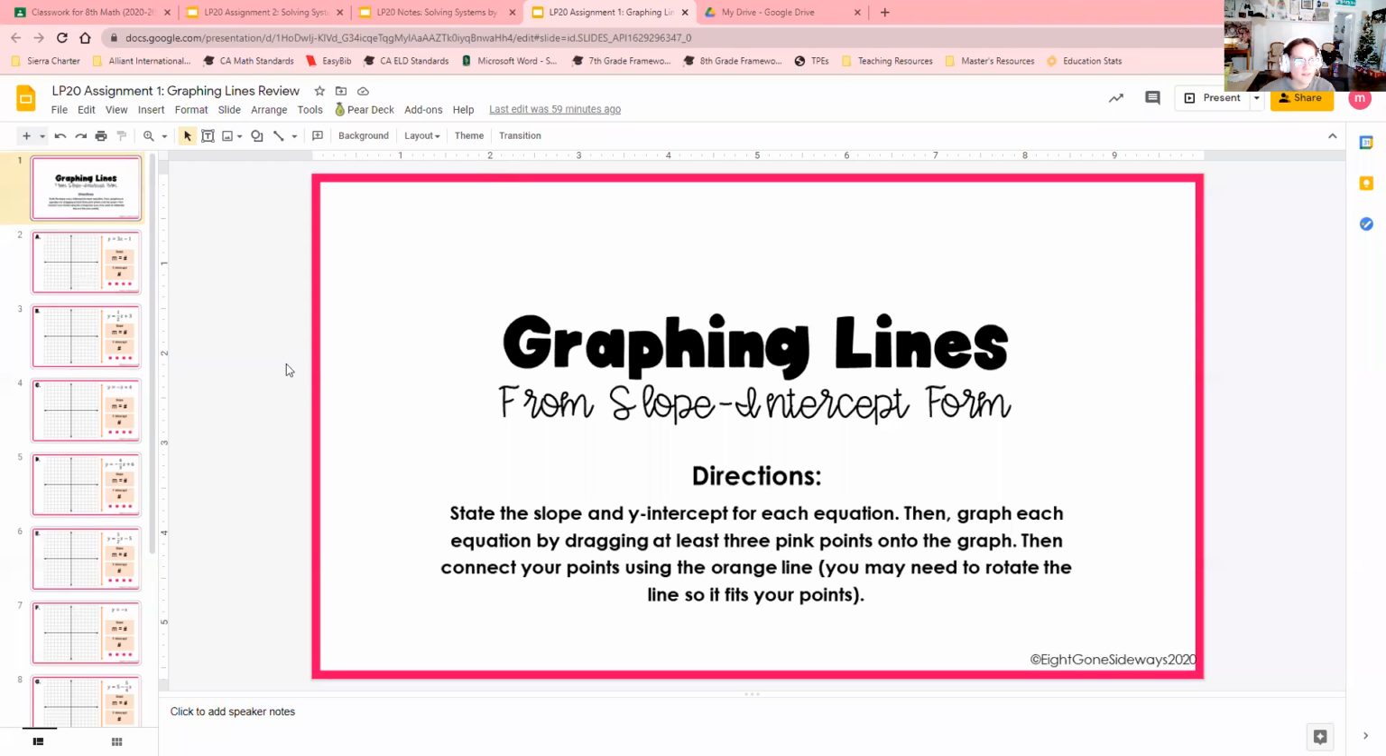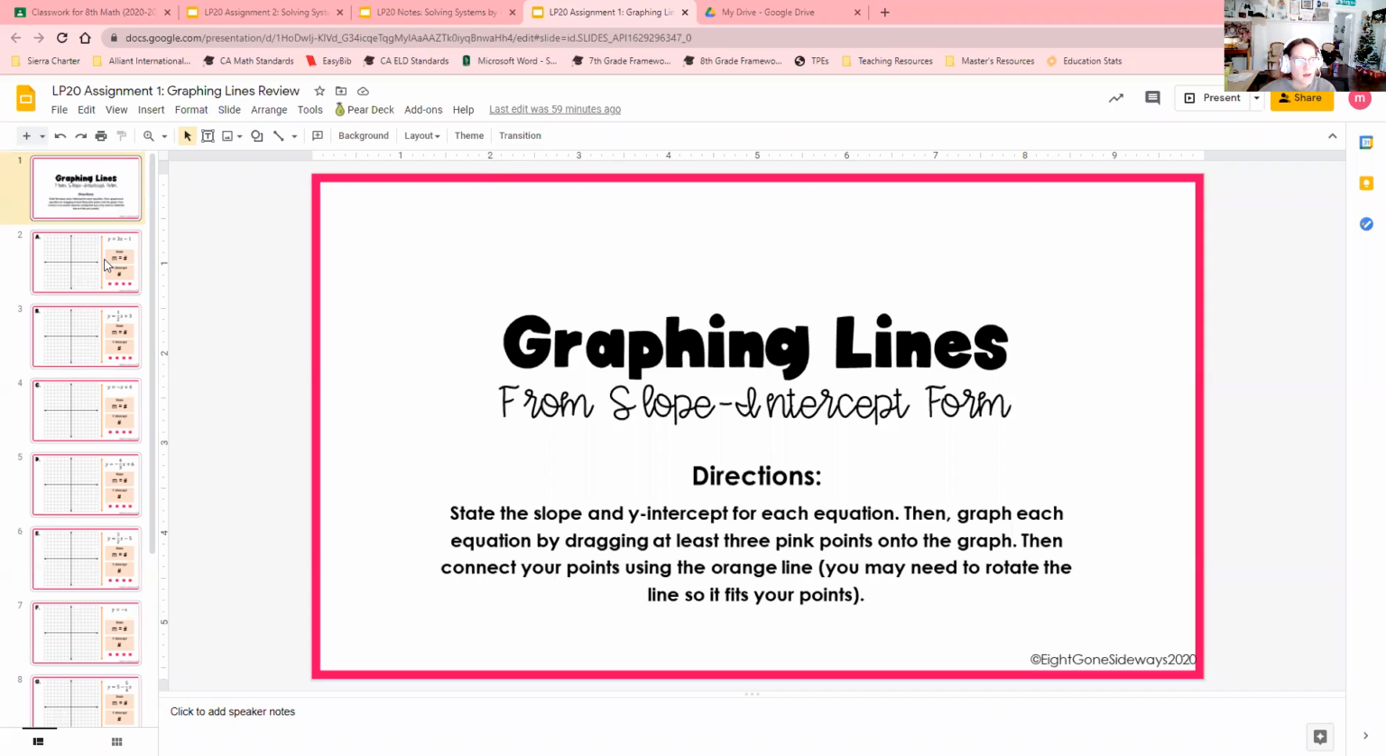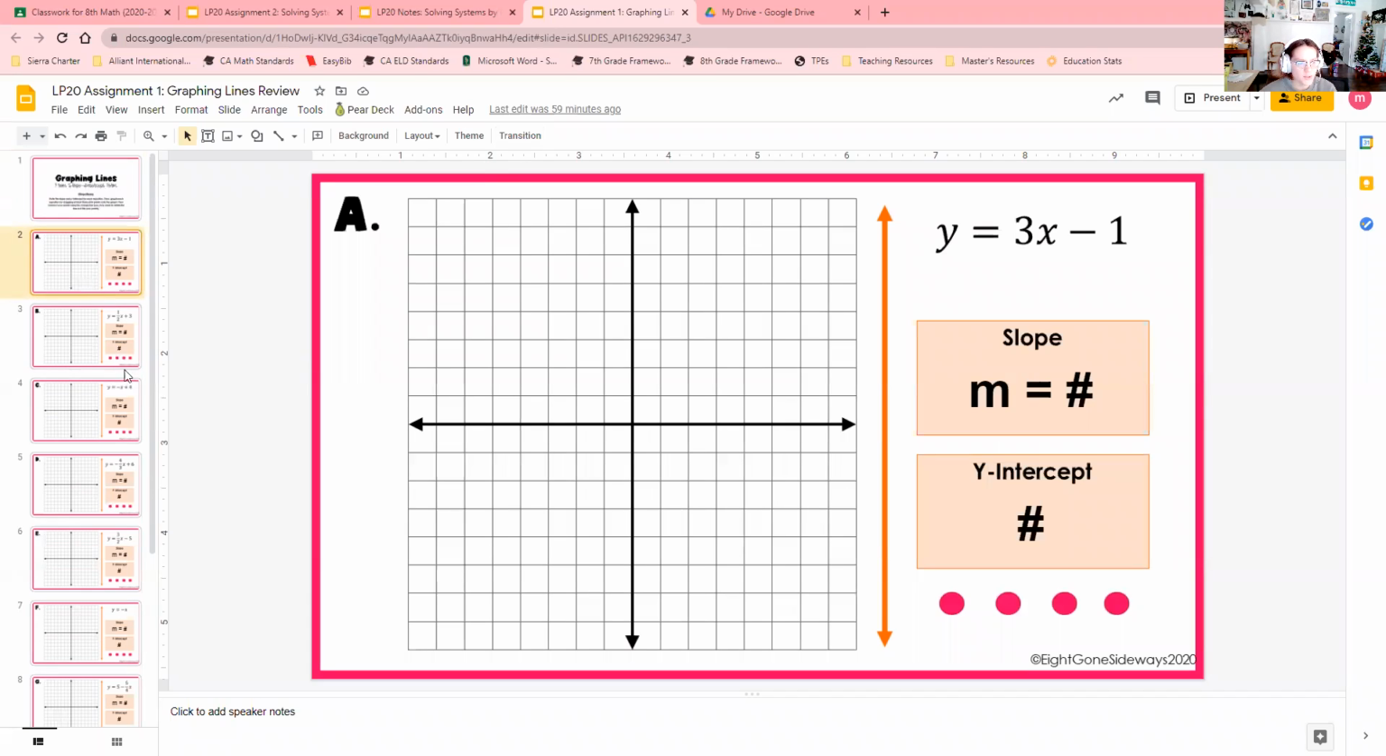I'm going to go ahead and do one of these with you. There are 10 problems that you will need to do, but we're going to do this first one together. So we need to name our slope and we need to name our y-intercept. Remember, our equations are written in y equals mx plus b form. Your slope is the number that is in the position of the m. So in this equation, my slope is 3.